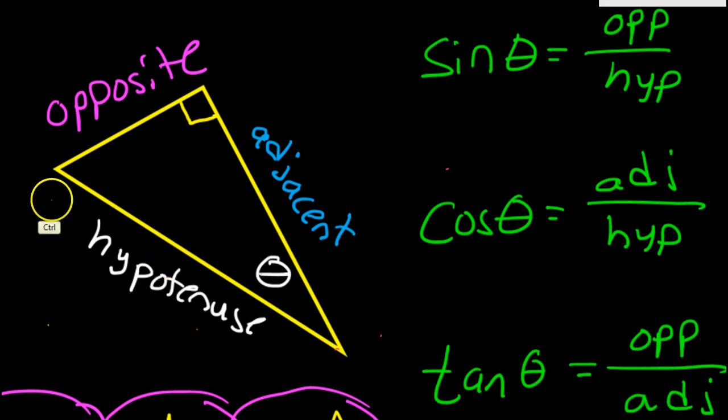Looking at this diagram, the hypotenuse is the hypotenuse no matter what. However, which leg is opposite and which leg is adjacent depends on the angle that you are looking at. So from the perspective of this angle theta, this leg is adjacent because it's right next to it. Adjacent means right next to. This leg is opposite because it's across from the angle. Opposite means across from.